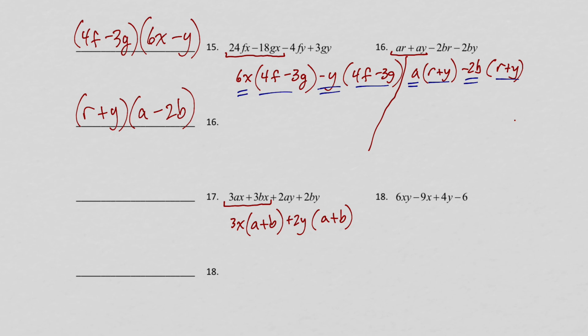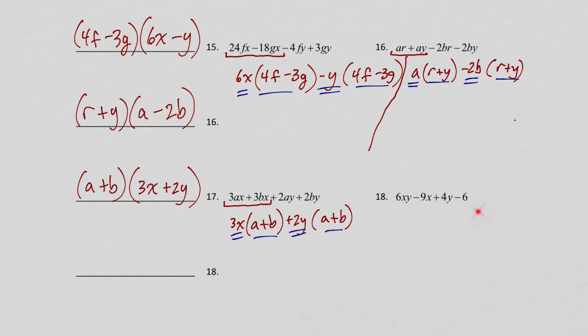So my common factor is a plus b, and I factor that out. And it leaves behind 3x plus 2y. Again, if you're not sure, FOIL this out and make sure you get back to those 4 terms.